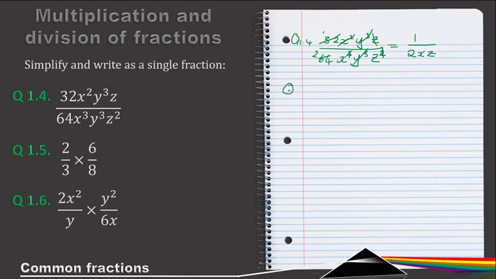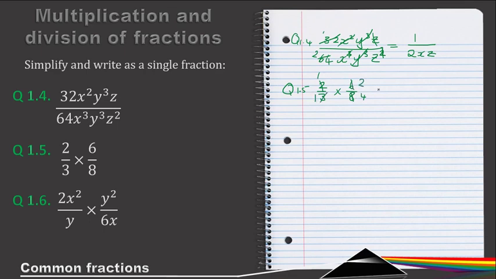Okay, so then for question 1.5, I've got 2 over 3 times by 6 over 8. So before I multiply out my numbers, I'm first going to see if I can't cancel, because that would make my sum a lot easier. Then I wouldn't have such big numbers to work with. So 2 can go into itself once and into 8 4 times.